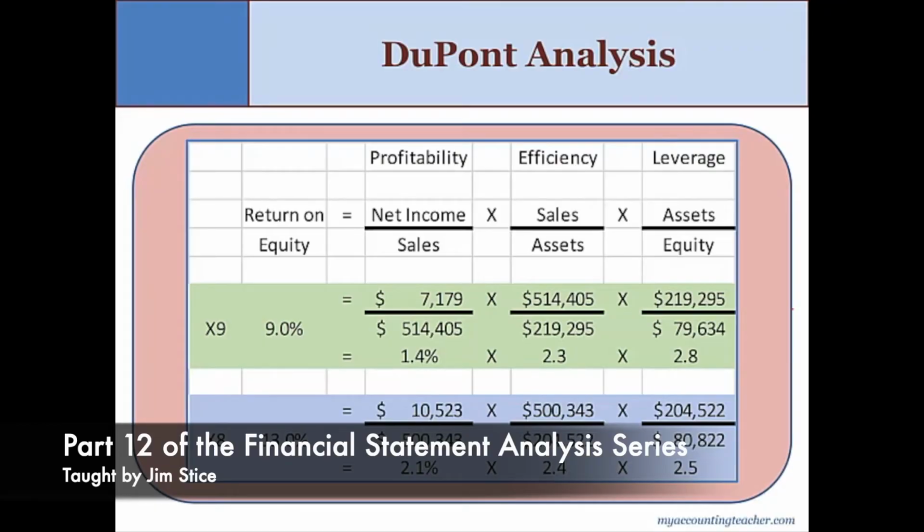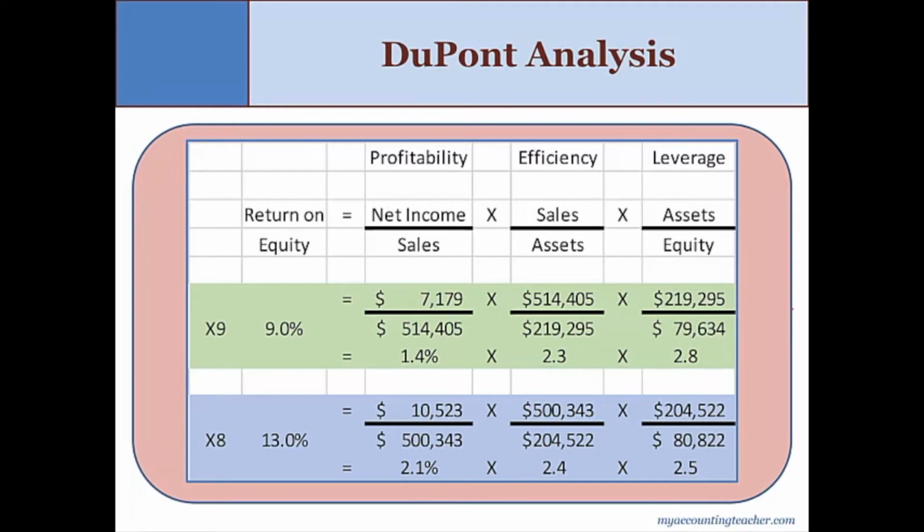Now let's look at an example. Here's a company for 2 years, X8 and X9. We already computed return on equity was 13% and then it dropped to 9%. What was the question? The obvious question: why did that happen? So we take return on equity, we break it down into its component parts.